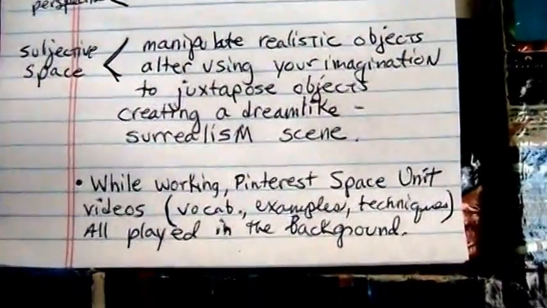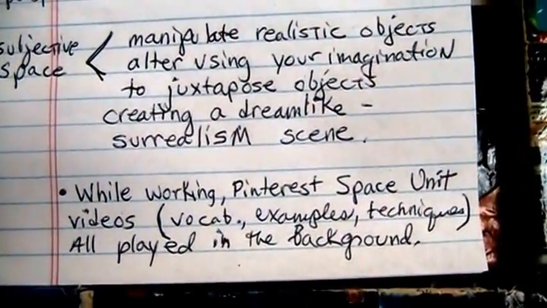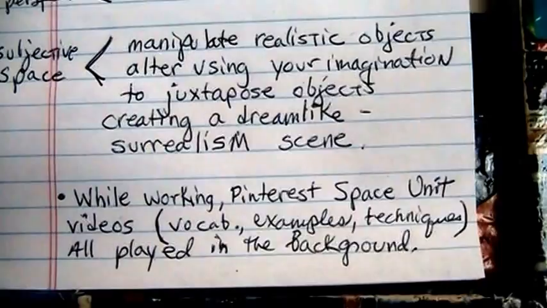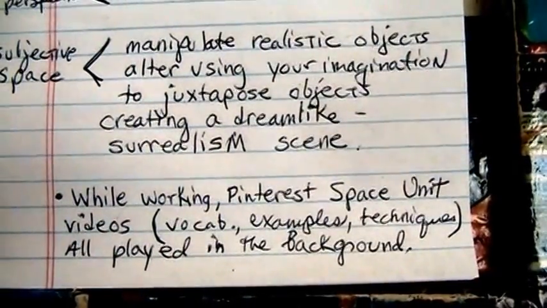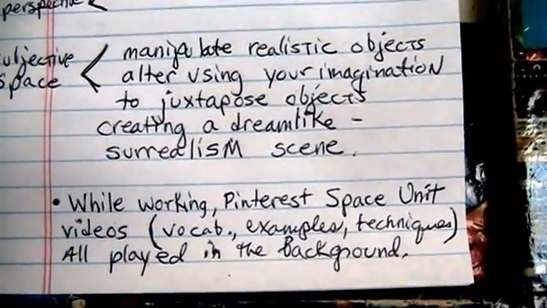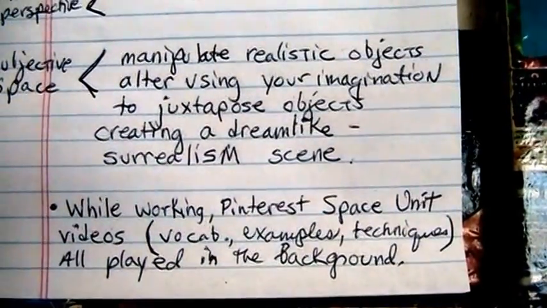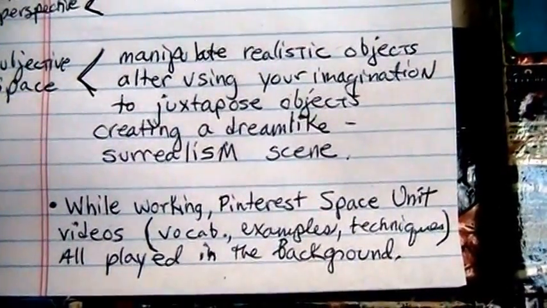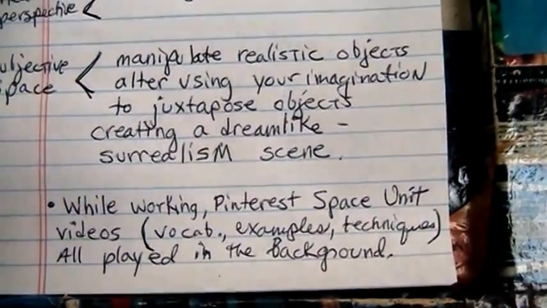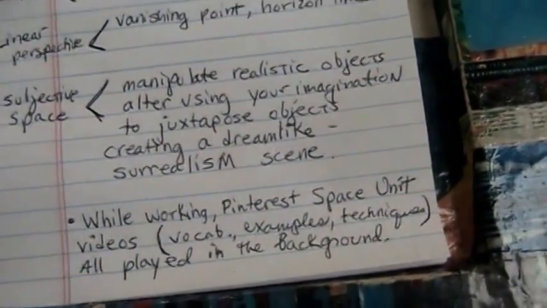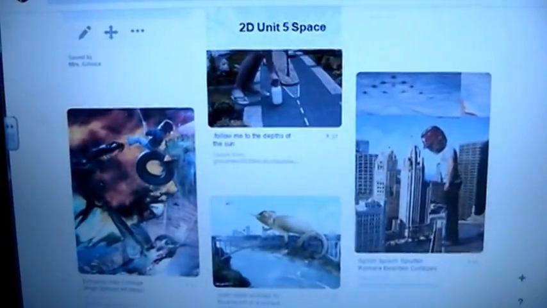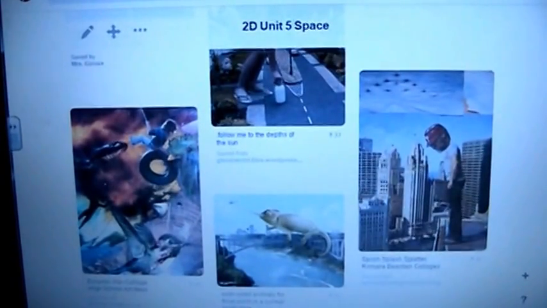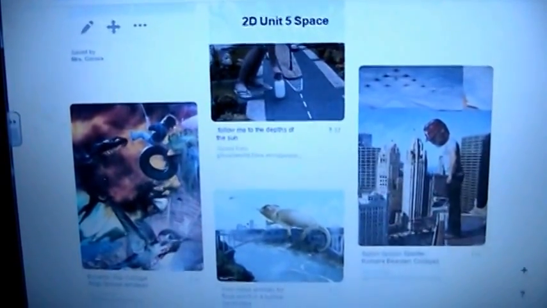Okay. And then while we were working, I turned to the Pinterest unit on our space unit, and we watched several videos, vocabulary reviews, examples, techniques, talked about foreshortening, and these were all playing in the background while we were working. And so this again is the one that you need to look at. Get some ideas and inspiration. We're going to be cutting some pictures out of magazines.